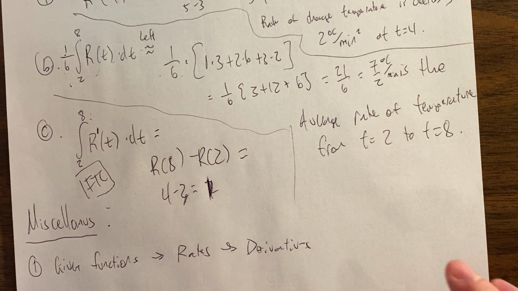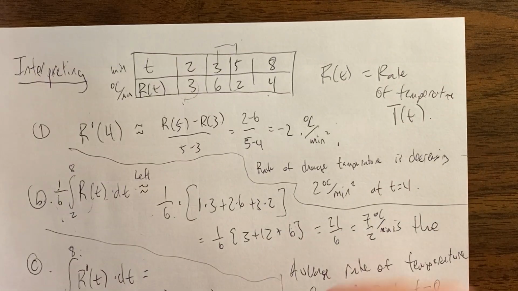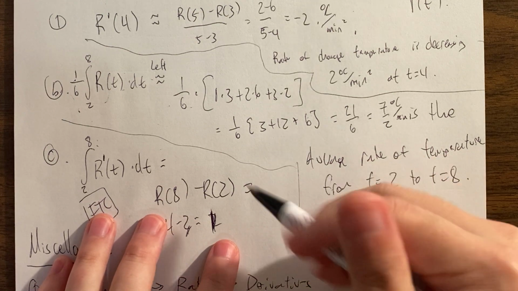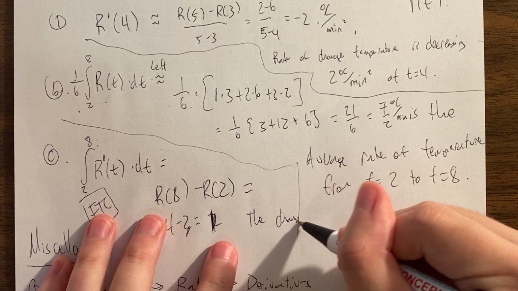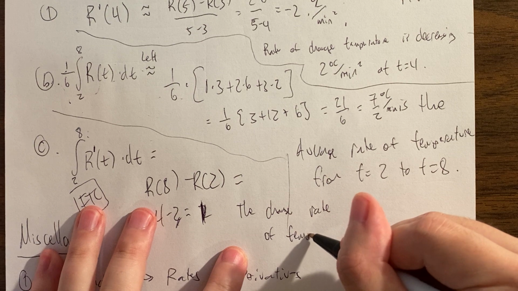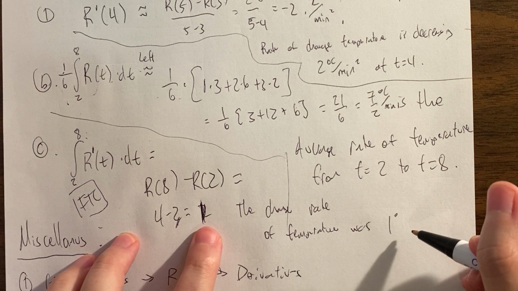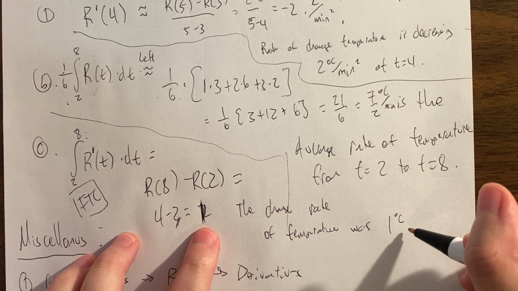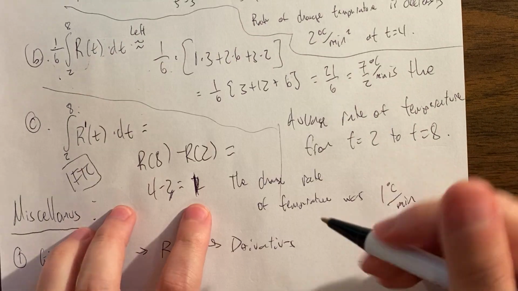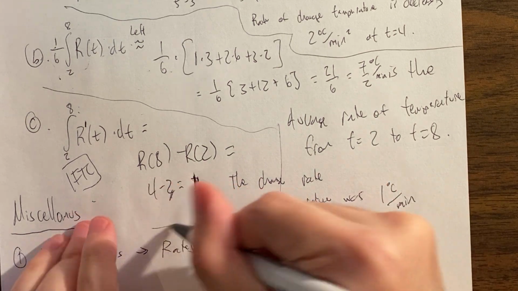I like to always use the word change. So what it's going to be is whatever your R is. So in this case, it's rate of change, but keep in mind if it was T, it would be T. But in this case, it's the 1. So the change, and whatever R is, the rate of the temperature, was 1 degree Celsius per minute. So again, this is R's, so this is going to be degrees Celsius per minute from T equals 2 to 8. So that is my interpretation.